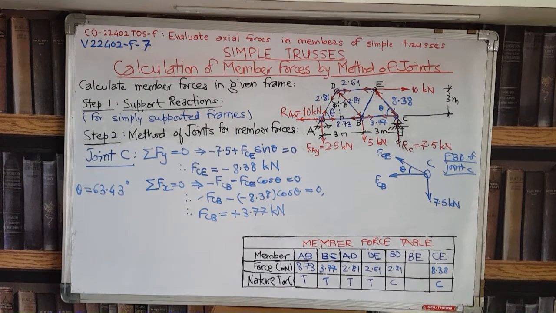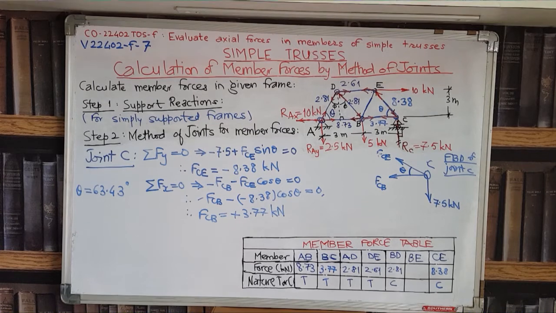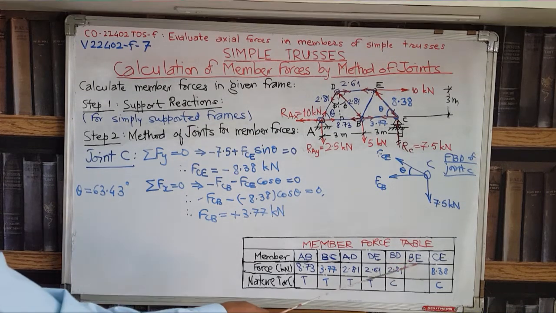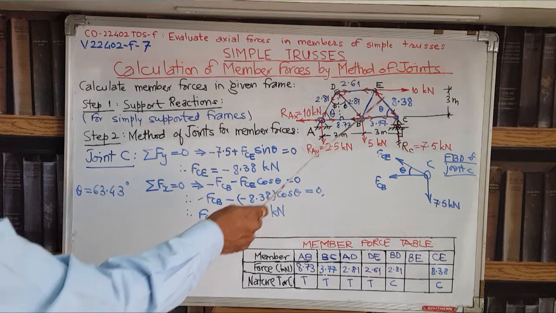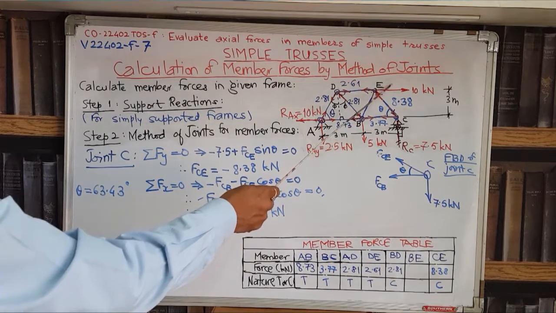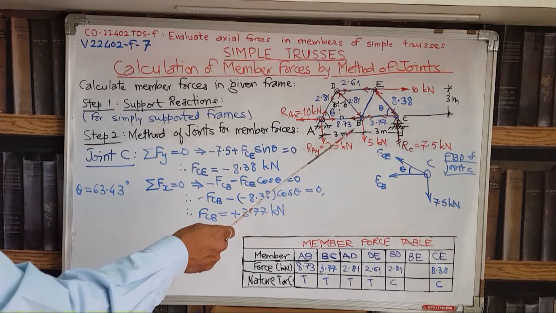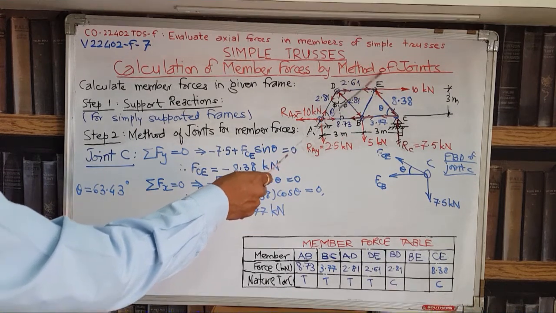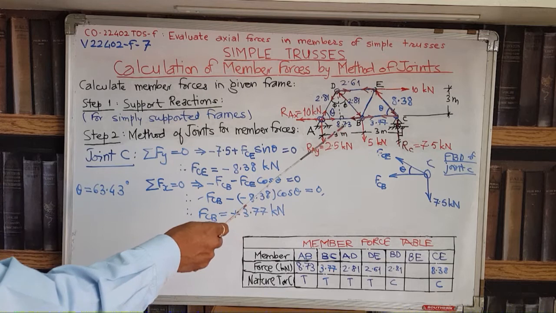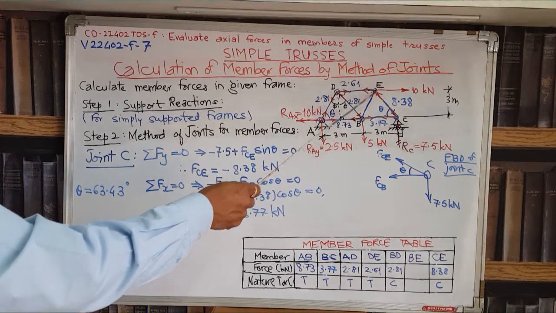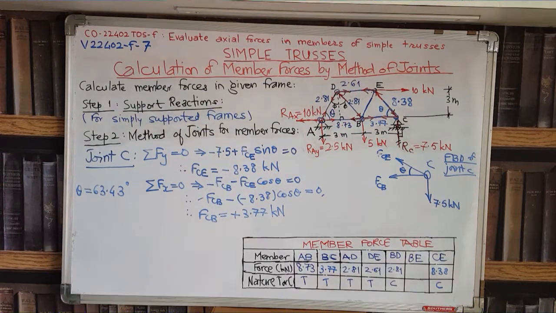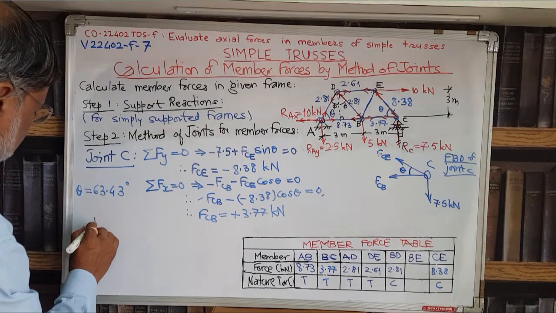For that, we will have to try one more joint. That member is BE. Look at the member BE. Yes, this BE has one joint at E and one joint at B. So we can take the example of joint E or joint B. Let us take joint E.